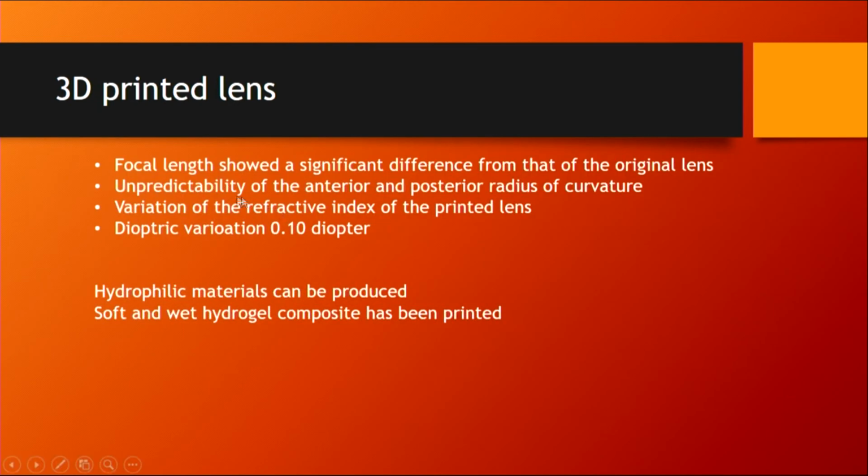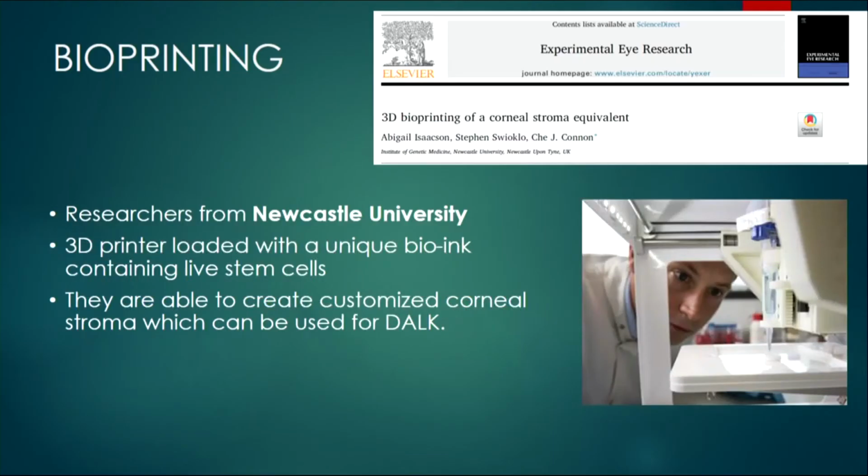It has also been shown that there is unpredictability of the anterior and posterior radius of curvature of the printed lens, and there was variation of refractive index of the printed lens. But with advancements in technology, we will be able to produce a foldable posterior chamber intraocular lens in the future.